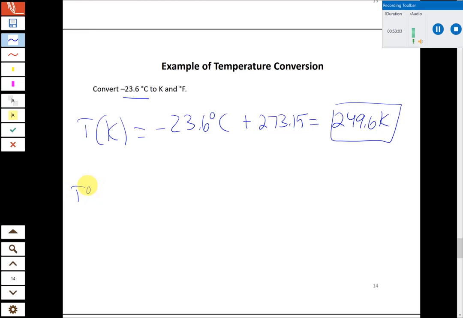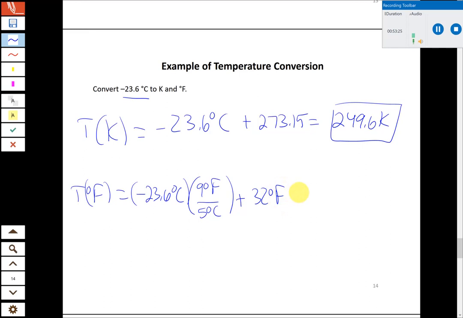And then to go to Fahrenheit, it's the more complicated one, as we said, where we're going to take minus 23.6 degrees Celsius. We're going to multiply it by the factor that converts the size of the degree, 9 degrees Fahrenheit over 5 degrees Celsius. And then we're going to add to that 32 degrees Fahrenheit to shift the scale. And so when we do this, we get minus 10.5 degrees Fahrenheit.